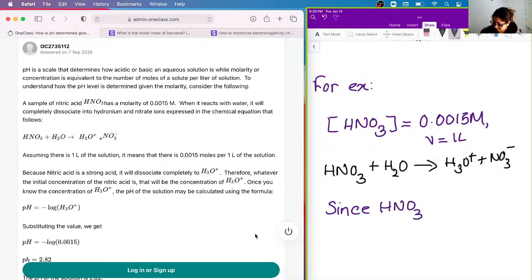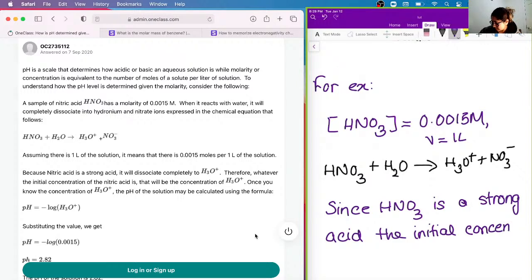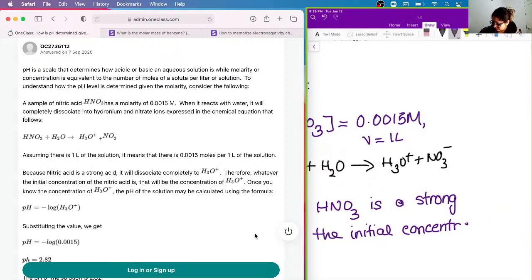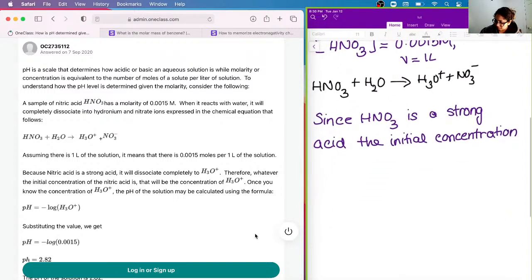since HNO3 is a strong acid, the initial concentration of your nitric acid is equal to the concentration of hydronium.